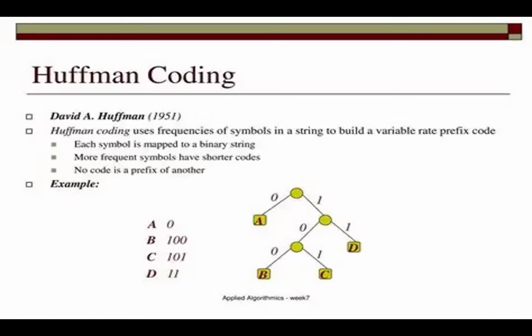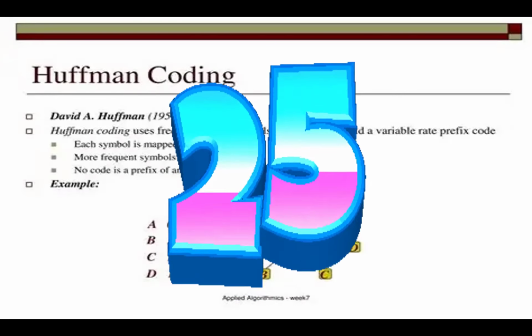But with Huffman coding, I remind you that Huffman coding uses frequencies of symbols in a string to build a variable-length prefix code. Each symbol is mapped to a binary string. More frequent symbols have shorter codes. No code is a prefix of another. So for example, A is 0, B 100, C 101, D 1. So hello stored in ASCII will be 40 bits. With Huffman coding, maybe it will be just 25 bits. Isn't that redemption? Less burden, same message.